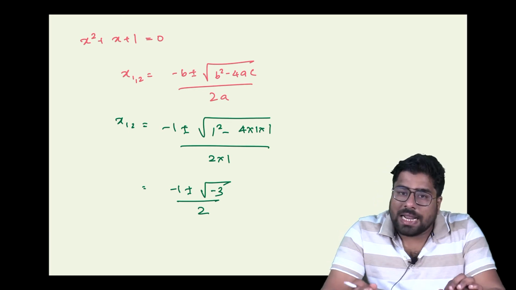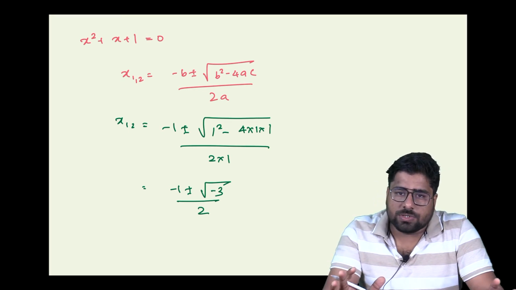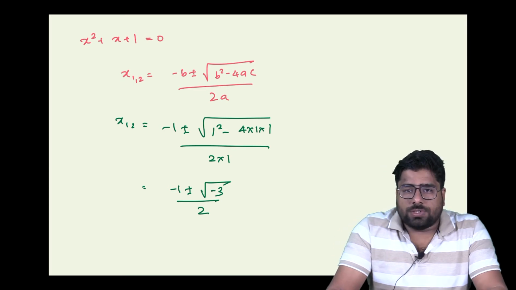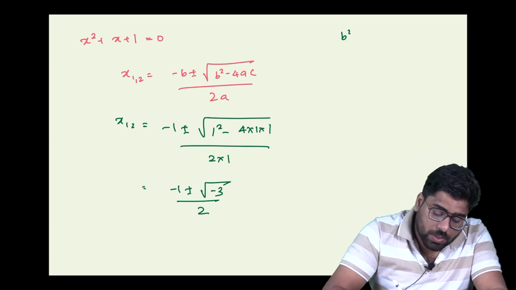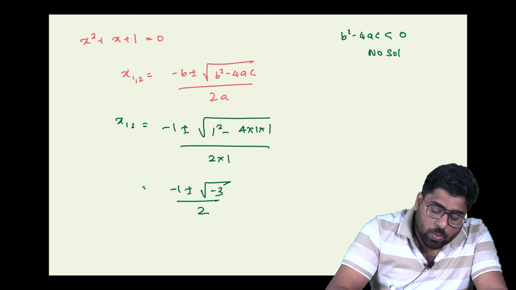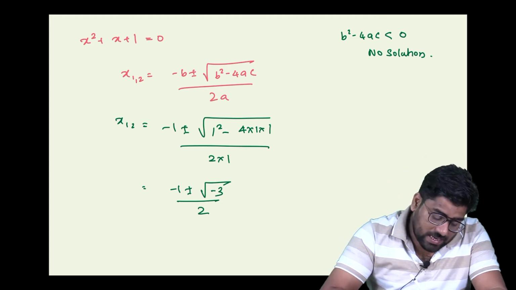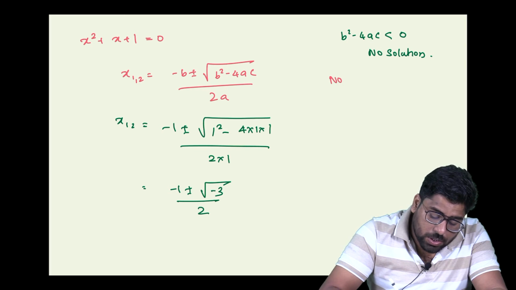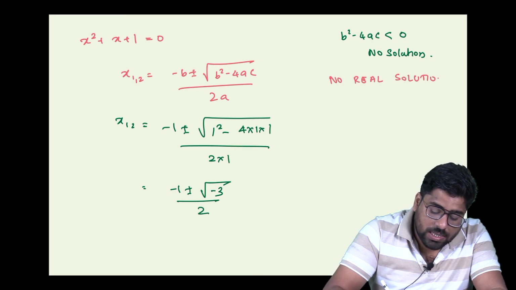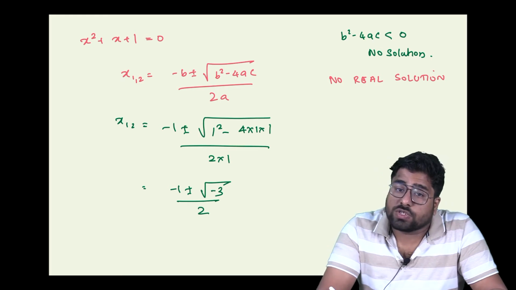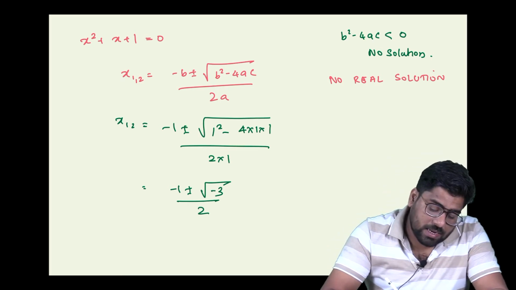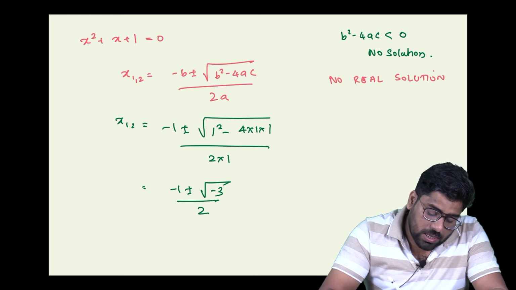So we generally till class 10 used to say that this has no solution. When I say that b square minus 4ac less than 0 has no solution, what do I mean by that? When I say it has no solution, it means that it has no real solution. What does that mean? It has no solution in the real numbers, but it has a solution in the imaginary numbers.